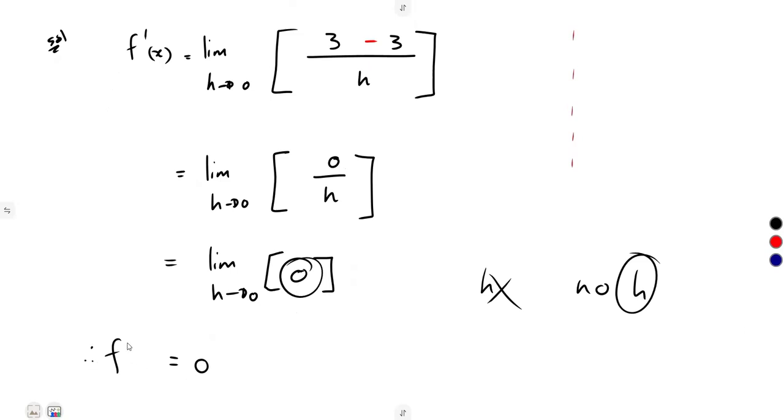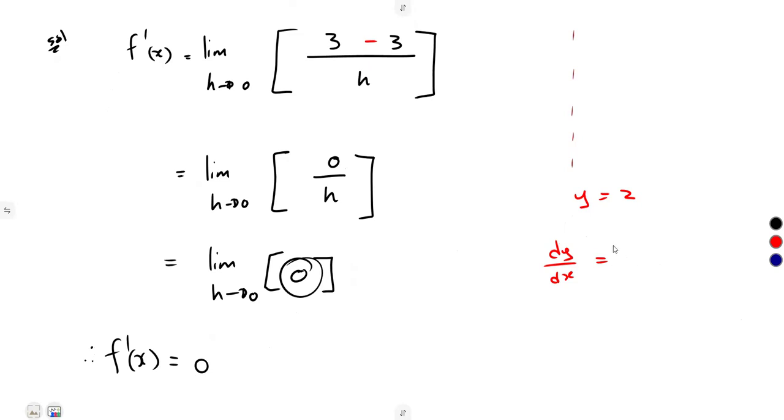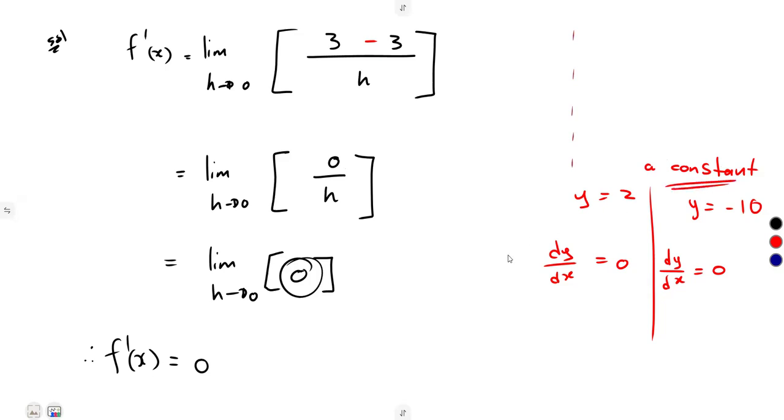So therefore, this is our first derivative with respect to x. It is going to give us a 0 for any constant. So this is what you must take note of. For any constant, y is equal to 2, it means the derivative of y with respect to x, since we do not have x there, is going to give us a 0. Whether it is negative 10, the derivative of y with respect to x is going to give us a 0, as long as you are dealing with a constant. As long as you are dealing with a constant, the answer is going to give you 0.